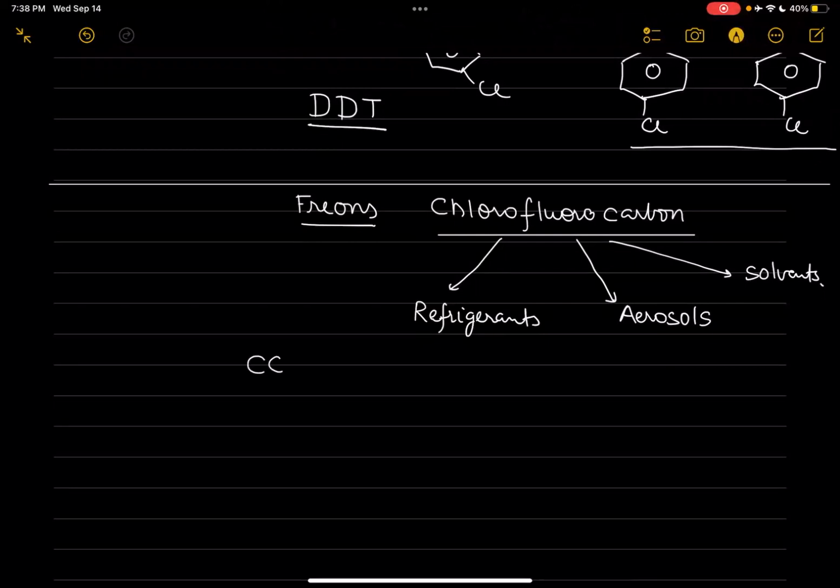Suppose if you have CCl4, do you remember how we used to connect fluorine, F? We heated the compound with AgF or CoF2 or HgF2 or SbF5, right? We did it long back.